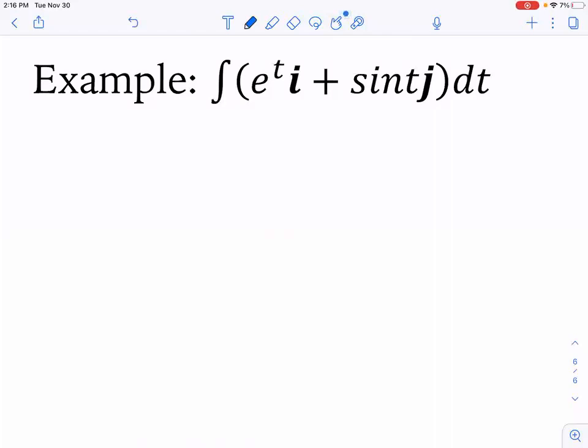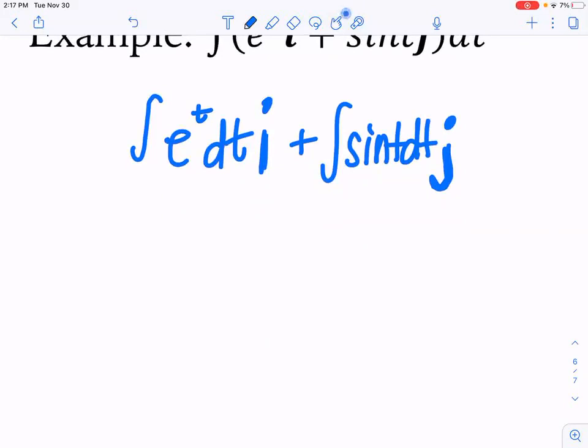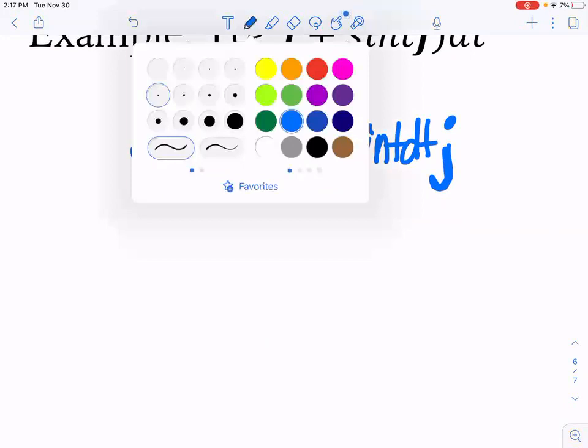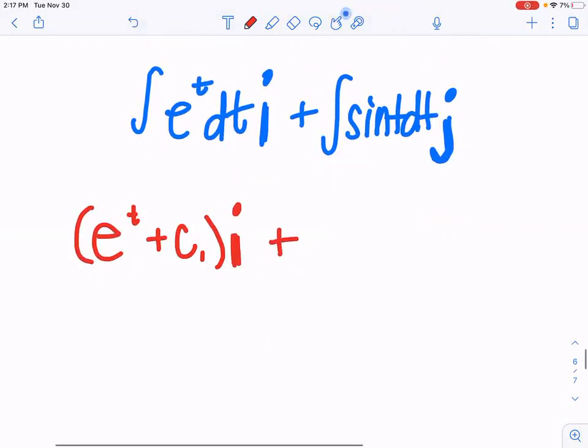So what we do is we're going to have the integral of e to the t dt times i plus the integral of sine of t dt j. Remember, these are indefinite integrals. So what is the antiderivative for e to the t? e to the t plus c. The antiderivative for the sine is negative cosine of t plus c.